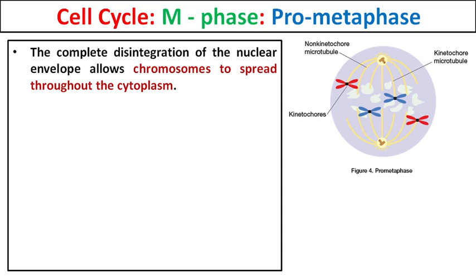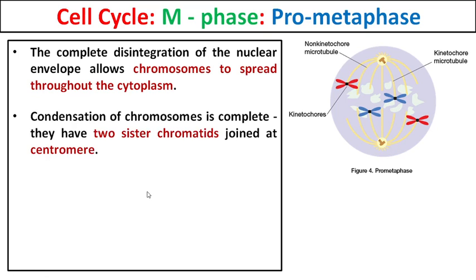After prophase comes metaphase. In metaphase, there is complete disintegration of the nuclear envelope. There is no nuclear envelope remaining. The chromosomes spread out throughout the whole cytoplasm. The chromosomes can be present anywhere in the whole cytoplasm. Condensation of chromosomes is complete. They are in the most condensed, most dense form.